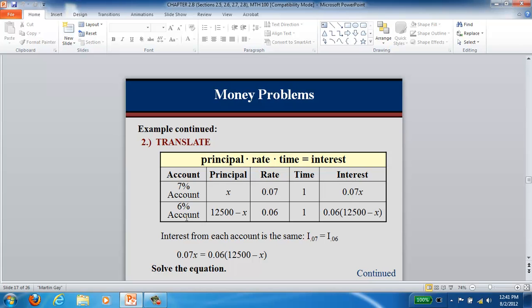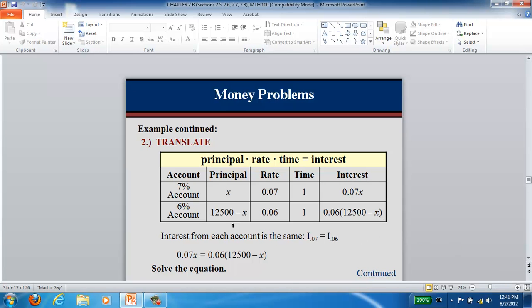The 6% account is the 12,500, which is the total, minus the 7% account, which is minus the x, at the rate 0.06 for 1 year. Therefore, you have 0.06, the 6% account, times the principal.